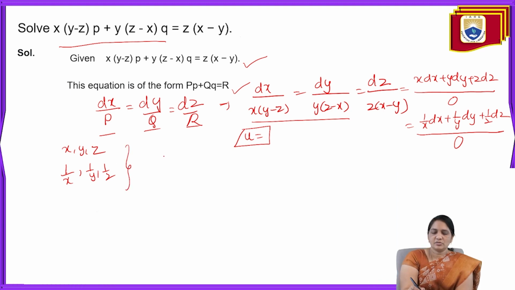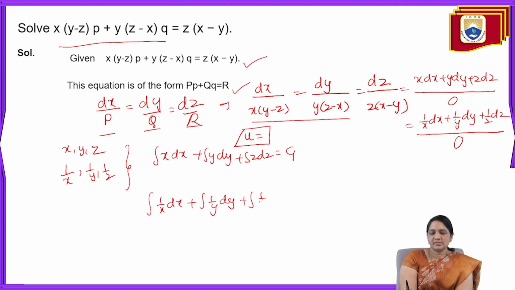After getting this, we are going to do the integration. Integral x dx plus integral y dy plus integral z dz equal to some constant. Here also integral 1 by x dx plus integral 1 by y dy plus integral 1 by z dz equal to some constant. So here we are going to get x square plus y square plus z square equal to some constant. This is the solution u.